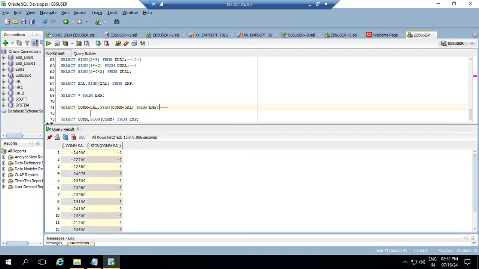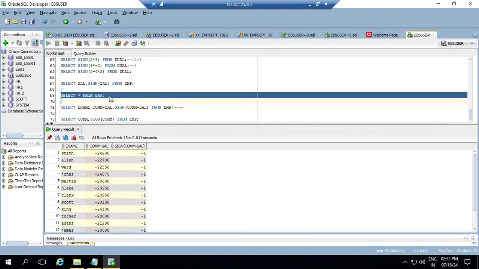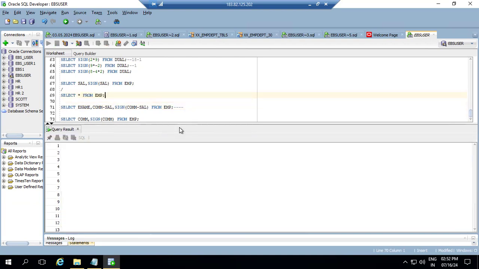If you want, you can also mention which particular employee it is. So you are selecting the ename and sign of commission minus salary. So Smith. Obviously, with the sign functionality, when it is minus, it is minus only, right? Any doubts in this? We are using the sign function over here.